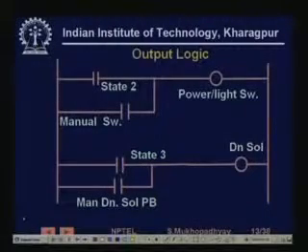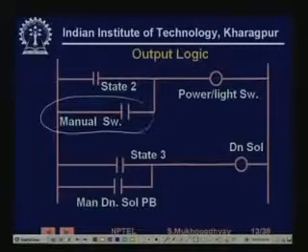Okay. So next we will have the output logic. Output logic is very simple, especially in this case. The output logic says that if you are in state 2, then the power light switch should be on, as we have given in our output table. The only thing is that, look here, we have also added some manual switch. Sometimes we may need to check, we may need to do things manually also. So the power light switch will be on.